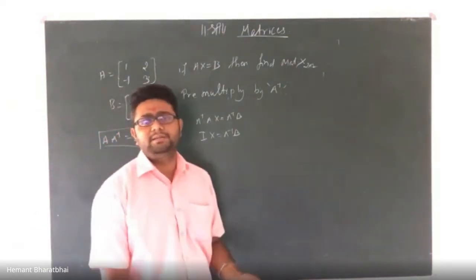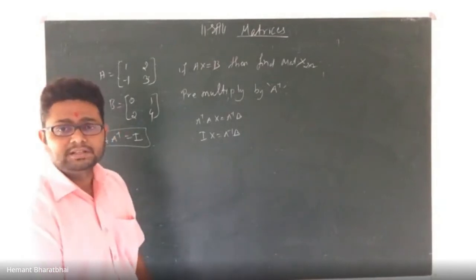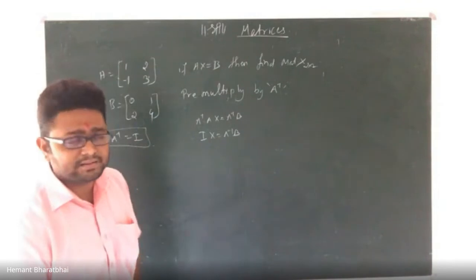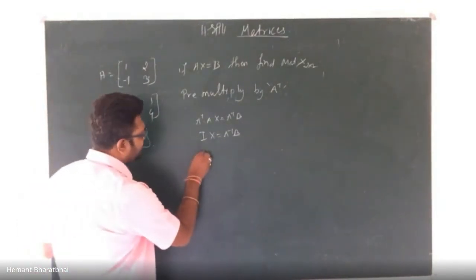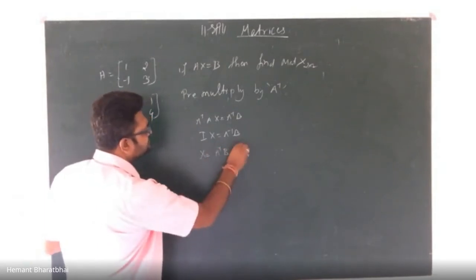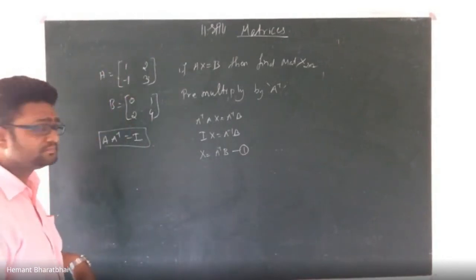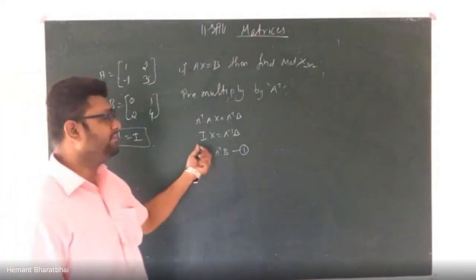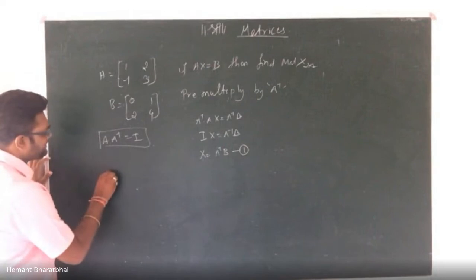Identity matrix into any matrix is the same matrix, right? Like you have 1 in your algebra. So 1 into any number is the same number. Similarly, identity matrix into any matrix is the same matrix. So I into X is going to give me X. So I'll get X is equal to A inverse into B. So first we'll find out the value of A inverse. Then we'll multiply that matrix with matrix B, and then we can get this matrix X. So let's find out A inverse.